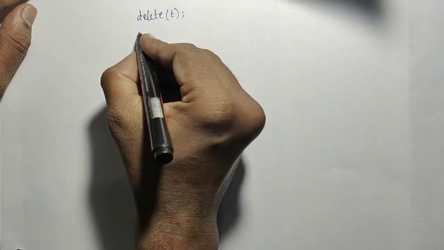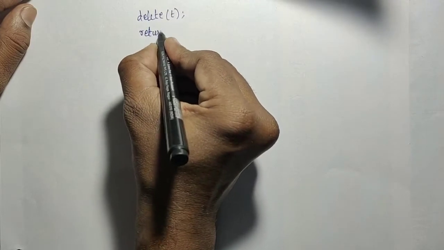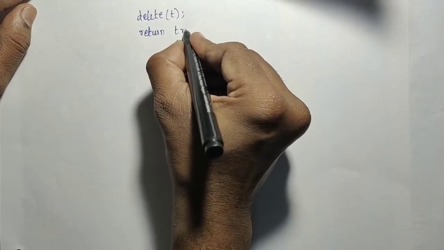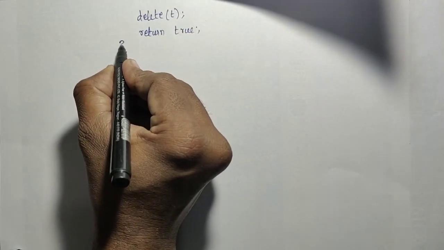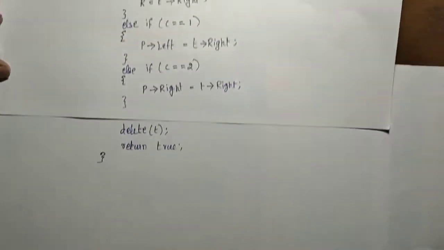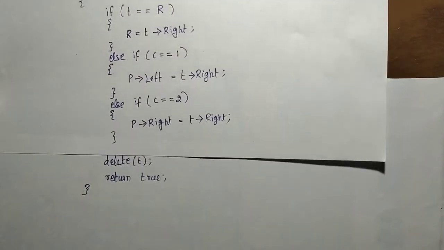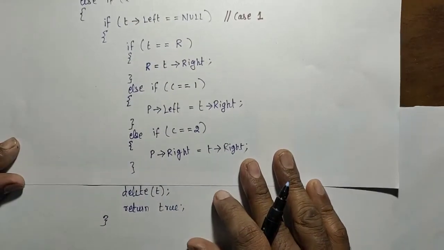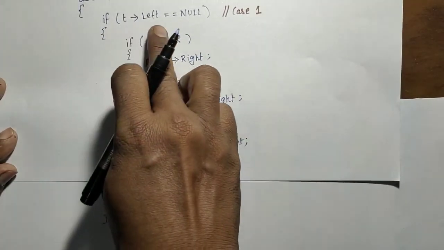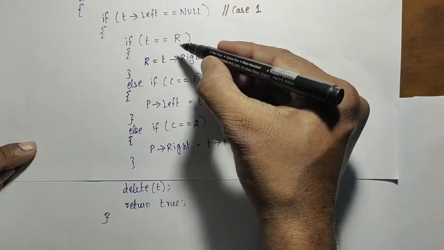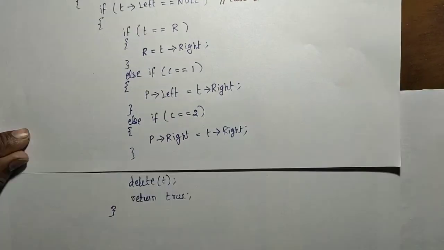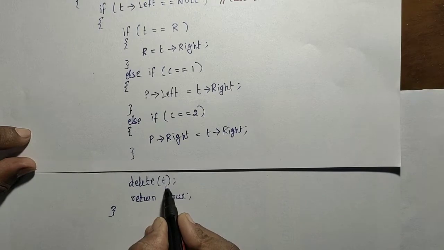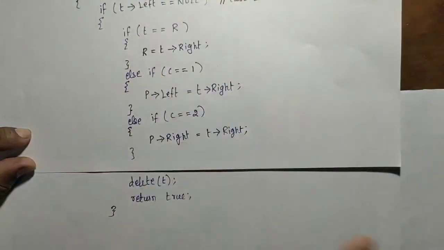Delete of t and then return. Okay, so that I have to complete the case 1. Just to see this case 1: if t of left equal to null, then sub cases 1, 2 and 3, I have to disconnect the t. After disconnecting, you have to delete the memory of the t, then you have to return true, you have deleted the t.